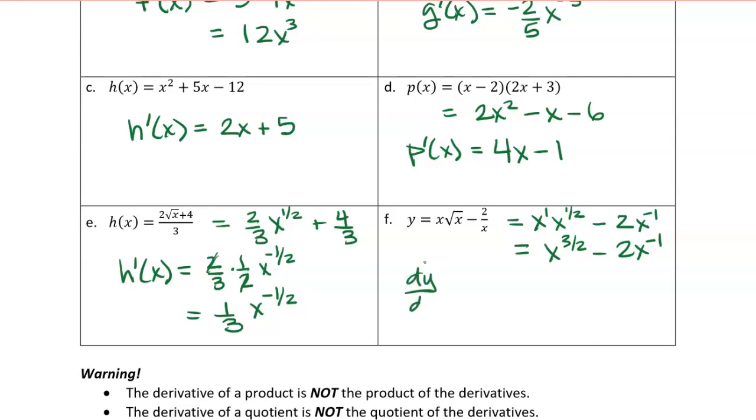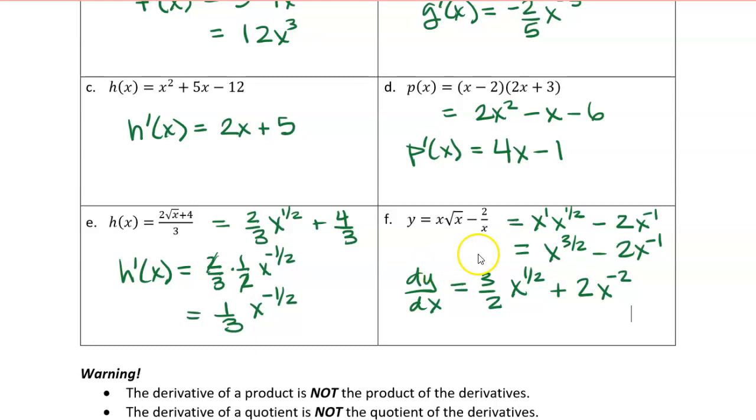Let's call it dy dx, dy over dx. And that's going to be, I'm just going to use the power rule. I get 3/2 and then x to the 3/2 minus 1, which is 3/2 minus 2/2, which just becomes 1/2. And then on the next one, I've got a minus 2. I'm going to bring the negative 1 down front, which is going to make it a plus 2 when I multiply. All right, and then I've got x to the minus 2 power. All right, so there you go.